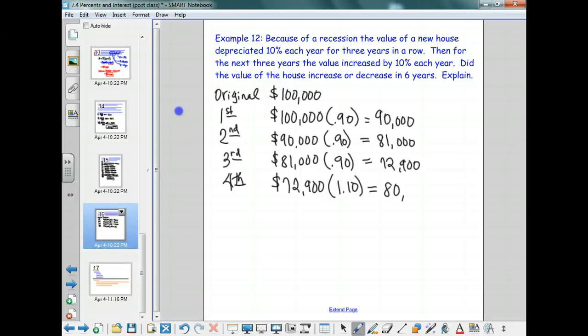80,190. Yes. Okay. All right, fifth year. We've got a fifth year where it increases 10% again. So I need my 80,190 to increase by 1.1. What's that give me?